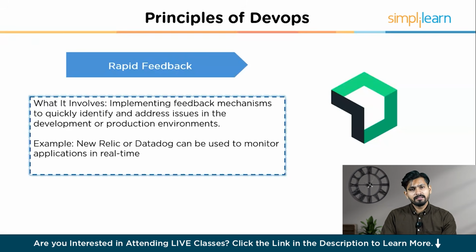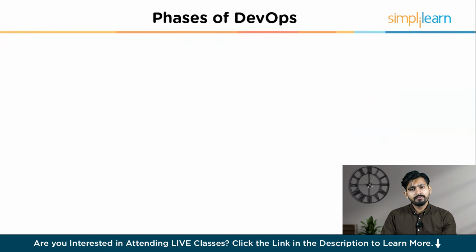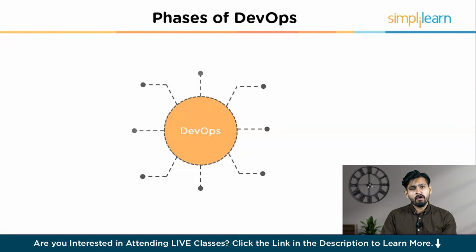Now let's move on and discuss one of the most important points, that is the phases of DevOps. So guys, if we discuss the phases of DevOps, understanding the life cycle in DevOps is crucial to grasp how it benefits the software development and operation process. And you should understand one thing, that DevOps is not a tool. DevOps is a practice that we apply in our software development.